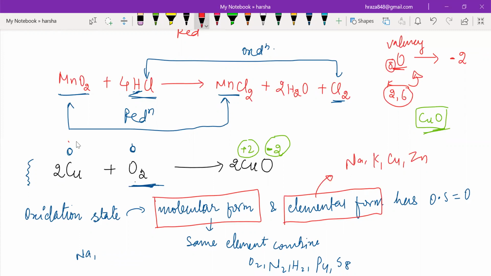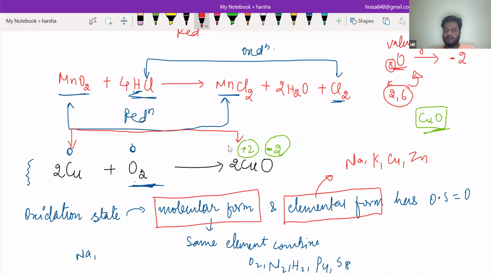Now see, copper is going from 0 to +2. Whenever electrons are lost, there will be a positive charge. If one electron is lost, that means +1. If 2 electrons are lost, that means +2. If 3 electrons are lost, that means +3. Are you getting my point, Abdullah? And you can see oxygen is going from 0 to -2, that means it is gaining electrons.